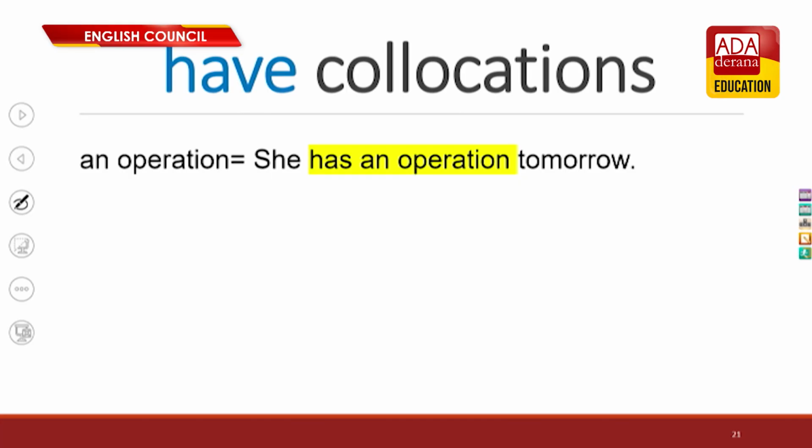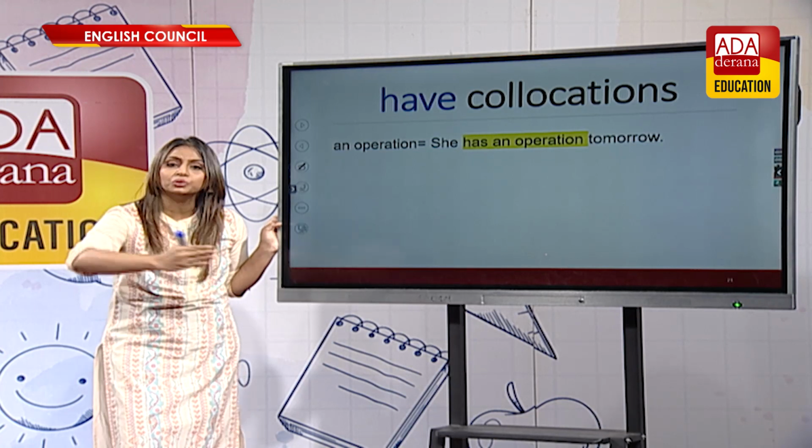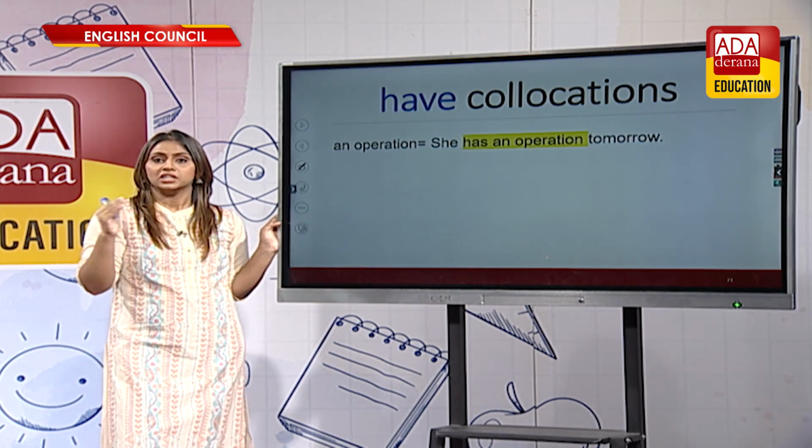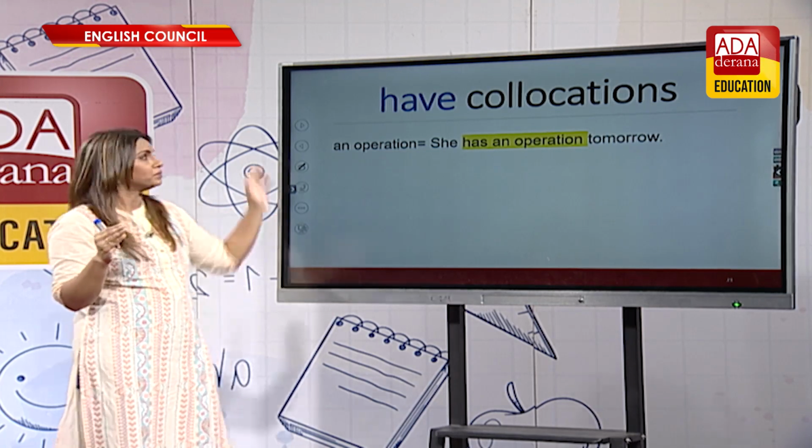Next one. An operation. Have an operation. She has an operation tomorrow. Seriously? Yeah. Why is that? I think she has some difficulty in breathing. Ooh, okay. So she is undergoing an operation. You can say undergoing an operation tomorrow, and also you can say she has an operation.